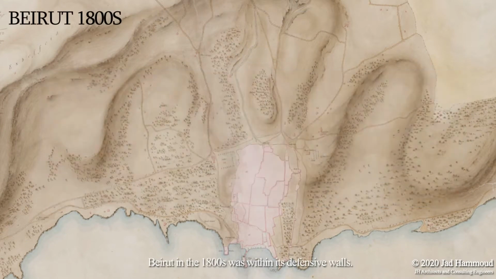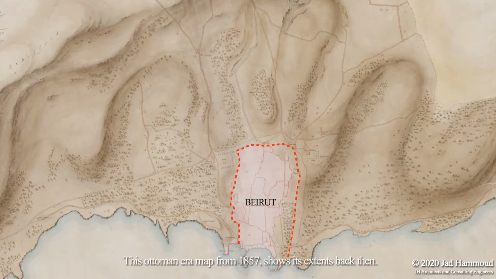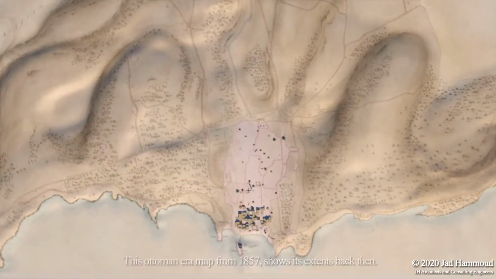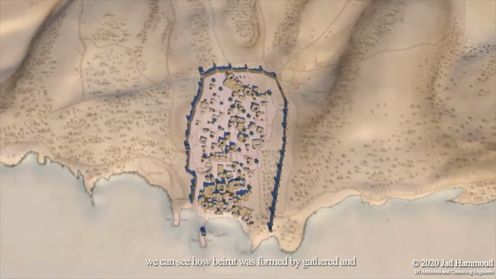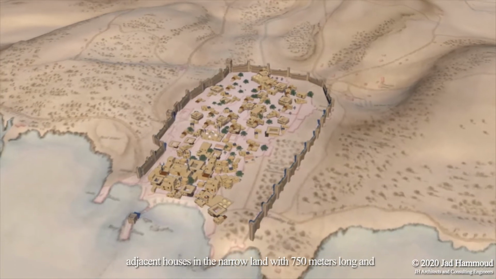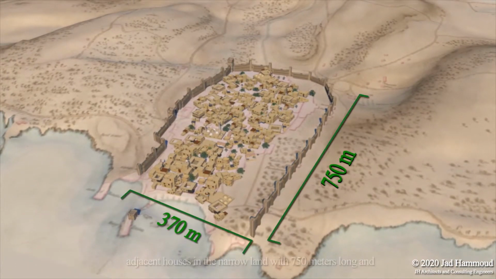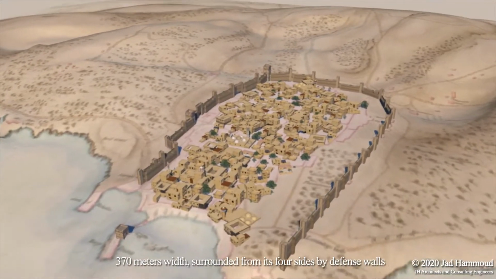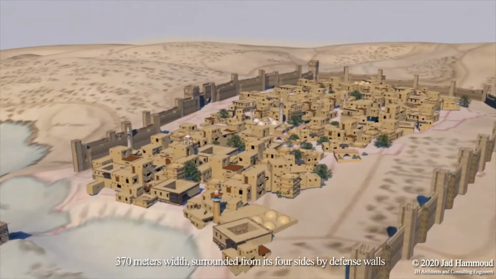Beirut in the 1800s was within its defensive walls. This Ottoman-era map from 1857 shows its extents back then. We can see how Beirut was formed by gathered and adjacent houses in a narrow land, 750 meters long and 370 meters wide, surrounded from its four sides by defense walls.